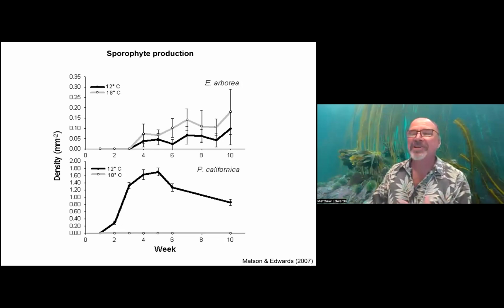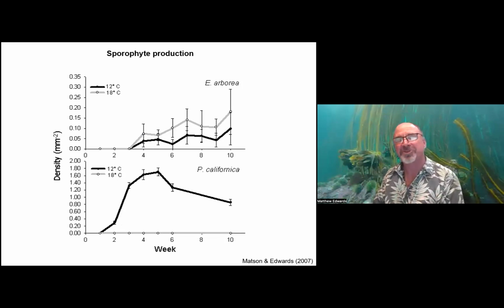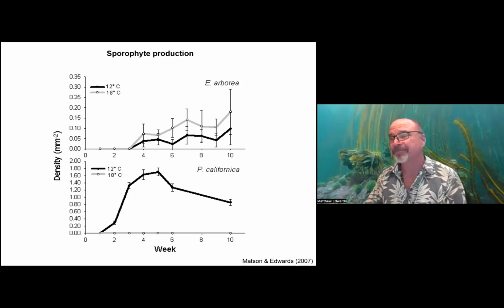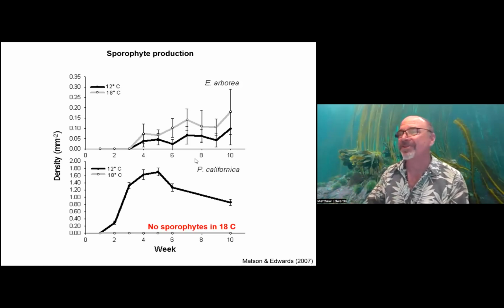So this regional pattern of biogeography, particularly at that southern end, wasn't due to cold temperatures, at least at the north end, but certainly at the southern end it appears Pterygophora was excluded from these warmer areas when Eisenia was not. And that's what we concluded in this. And so, no sporophytes in 18 degrees.